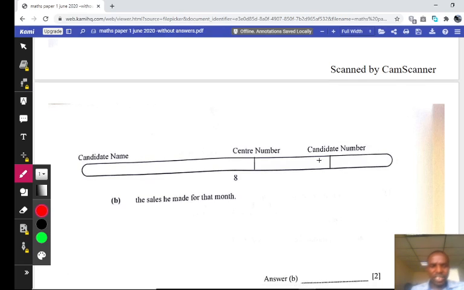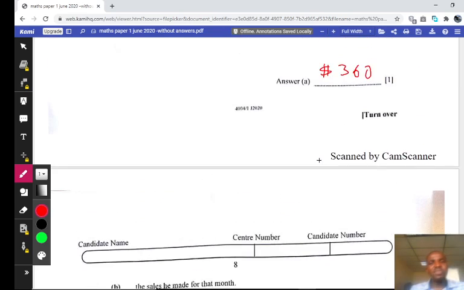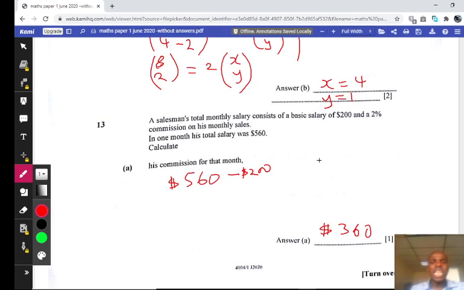Right, part B, it reads, calculate the sales he made for that month. The sales he made for that month. Right, so the sales, they are calculated based on what? Based on the commission that was paid to this guy. A 2% commission on his monthly sales will be paid. So this commission paid is a 2% percentage on his sales that he made during that period.